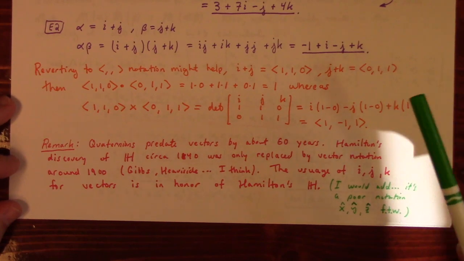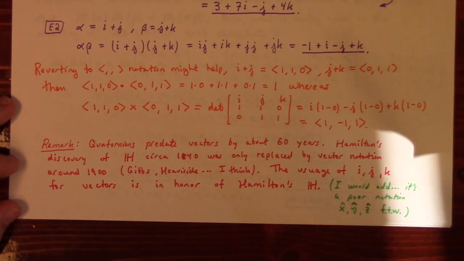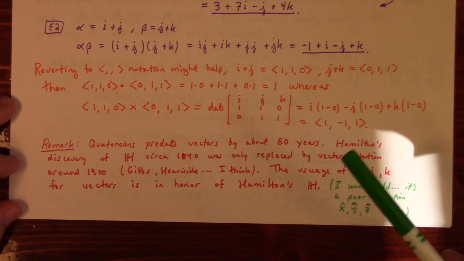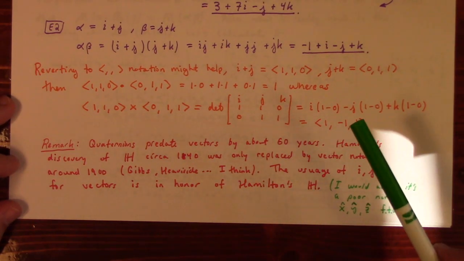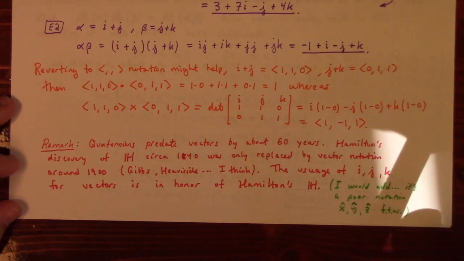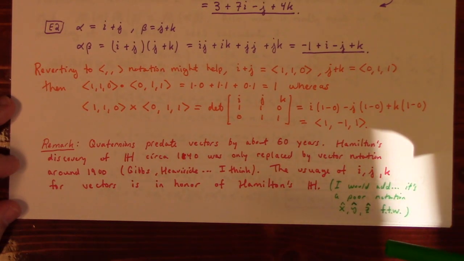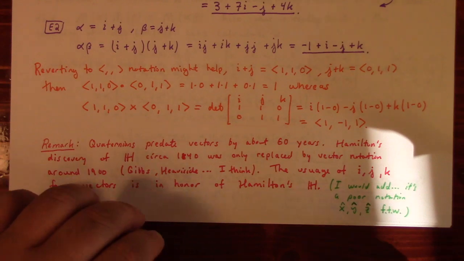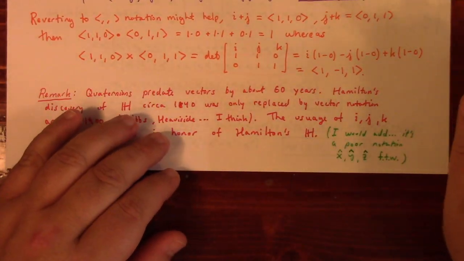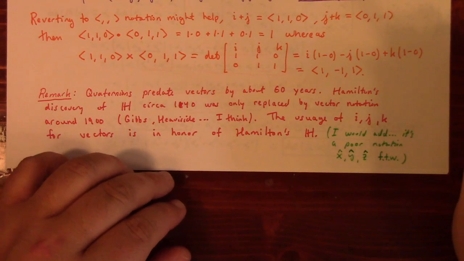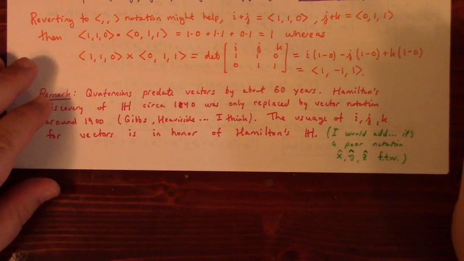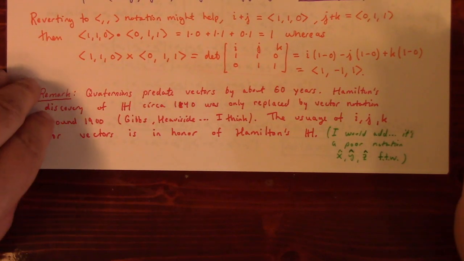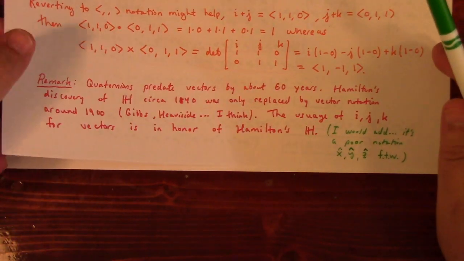Now, quaternions, what are they? Well, they predate vectors by about 60 years. Hamilton's discovery of the quaternions was about 1840. And they were only really replaced by the vector notation that you learned in, say, Calculus 3 around 1900. I think this was particularly the school of Gibbs and Heaviside. So the usage of ijk for vectors is actually in honor of Hamilton's quaternions. And, well, I would add that it's a bad notation because, you know, oops, sorry, the sun is really bright out at the moment. I actually prefer to use a notation for vectors that reflects the coordinate system being used. But anyway, again, really off the topic of number theory.